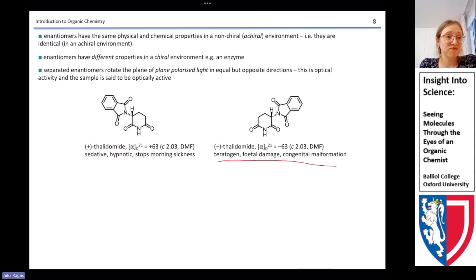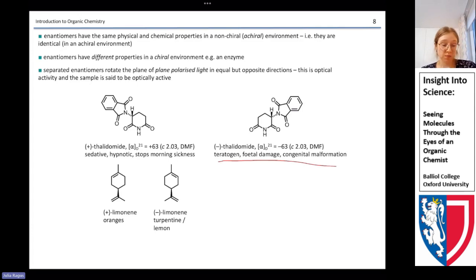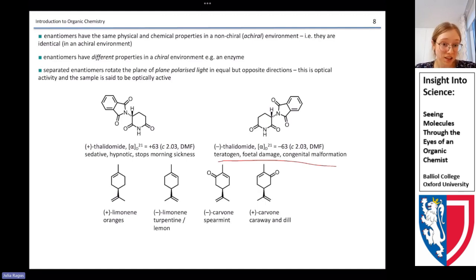Maybe a less tragic story is the fact that plus limonene smells of oranges, but then if you get minus limonene, then you would have a compound smelling of lemons. There's another example, minus carvone smells of spearmint, and then plus carvone has a smell of caraway and dill. So the different properties can vary from being almost lethal to being nice smells.